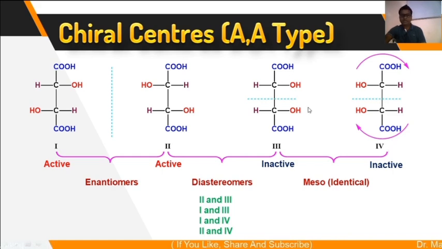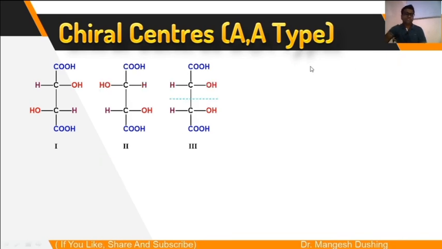As these compounds contain a plane of symmetry, they are said to be optically inactive compounds. So meso compounds are optically inactive. These are the 3 stereoisomers of tartaric acid, that is, AA type of compounds.